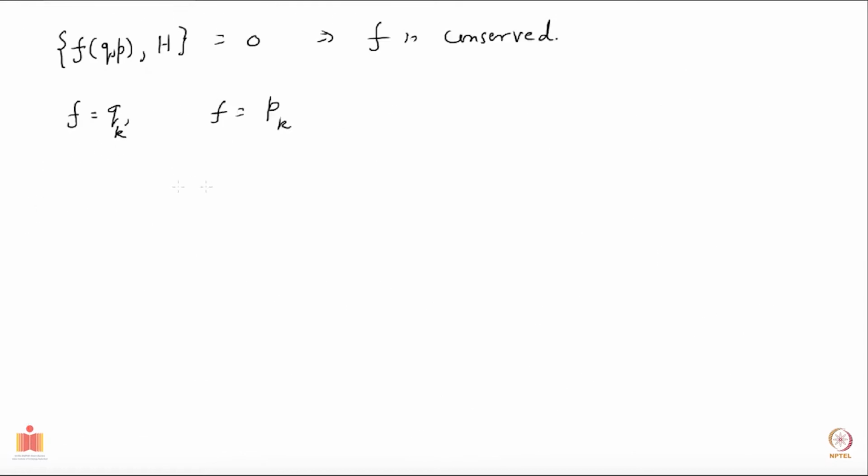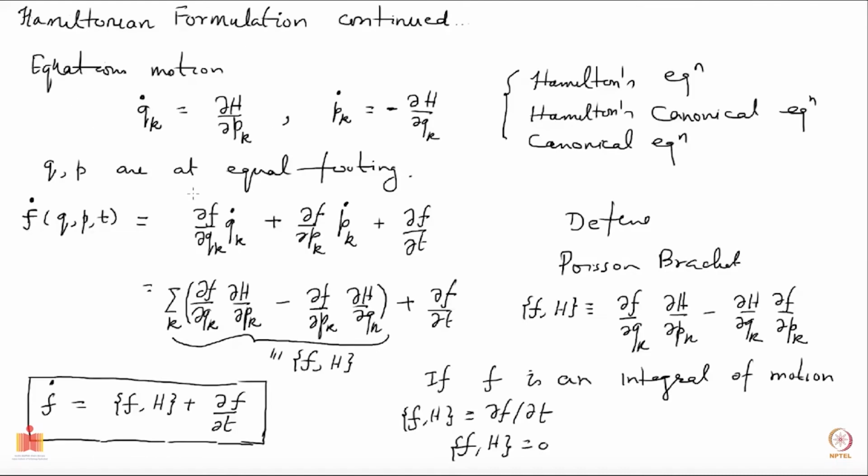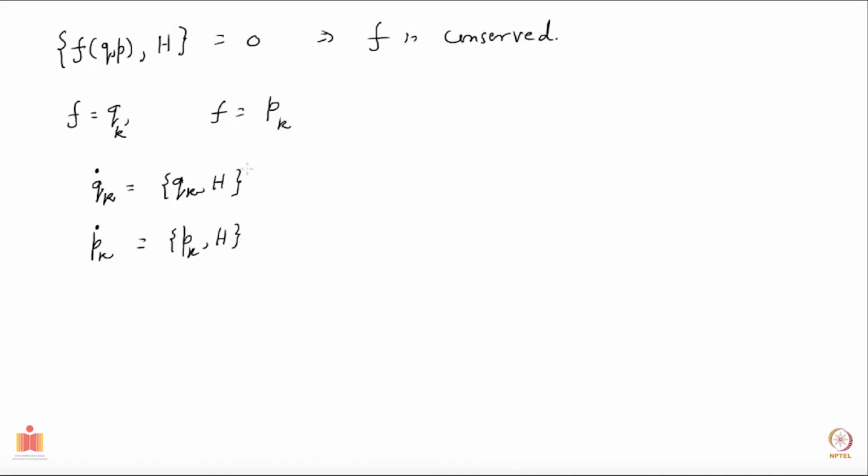So let me put it here, and you can check that you are going to get the following. So if you look at q dot of k, then you are going to get {q_k, H}, this Poisson bracket. And if you look at p dot of k, then you get {p_k, H}. Okay, so your equations of motion which are here, the q dot and p dot which you write in terms of the derivatives of H, now become the following.